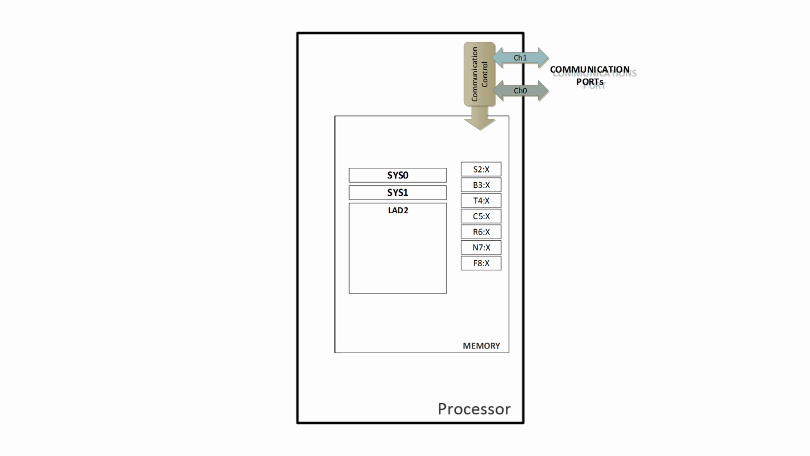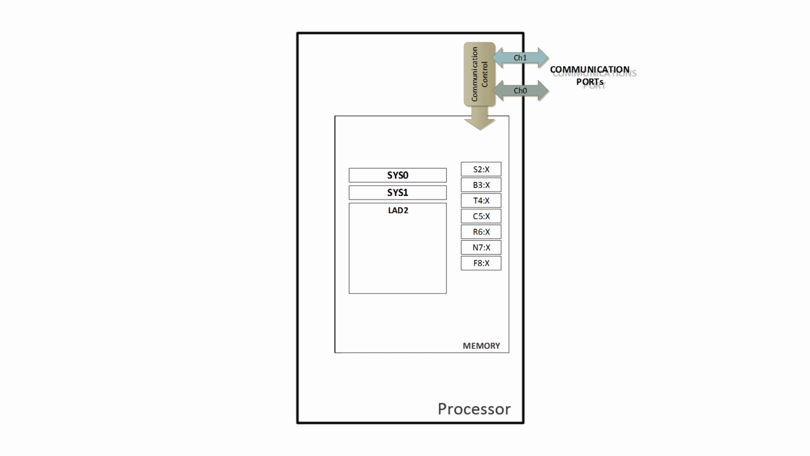If you don't have the RS Logix background, don't worry about it. System 0 and System 1, those are system files that you cannot access. They're for certain functions. Ladder 2 or File 2 is where your program is at. Now, you can have more than one ladder file, but let's just stick to LAD 2.